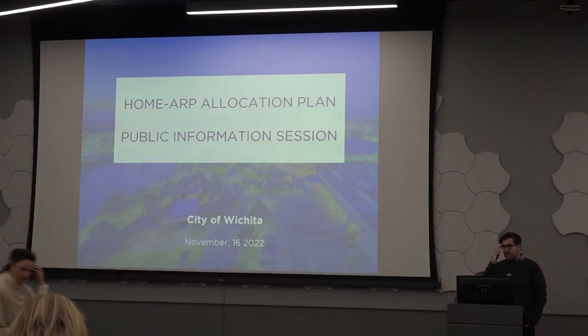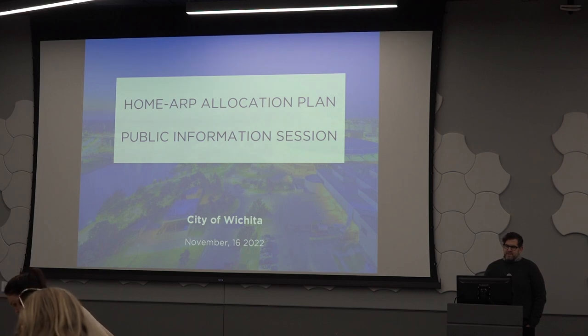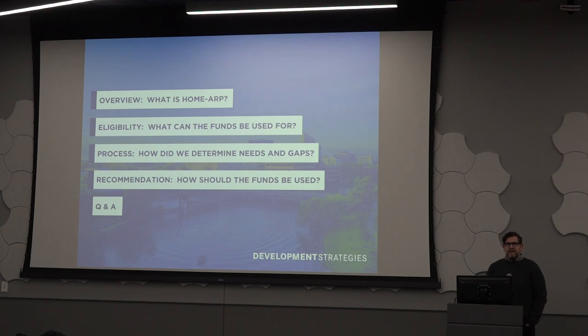This is our second public information session for the HOME-ARP allocation plan. I'm Andy Feaster with Development Strategies, and I've been helping the city with this process since about June. We want to provide a quick overview of what HOME-ARP is, who can use the funds, what they can be used for, the process we went through to determine the needs and gaps, and the recommendation of the plan so far. We have revised the recommendation based on some feedback from city leadership, and we want to explain what that is and get your feedback.